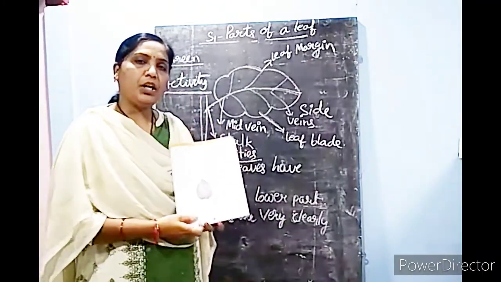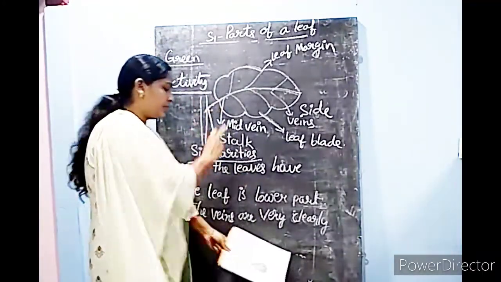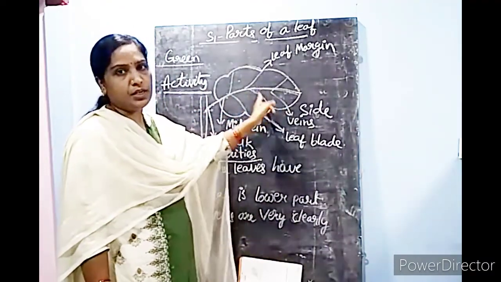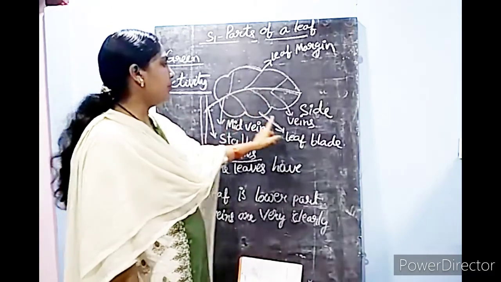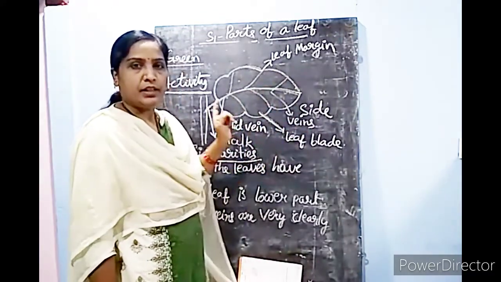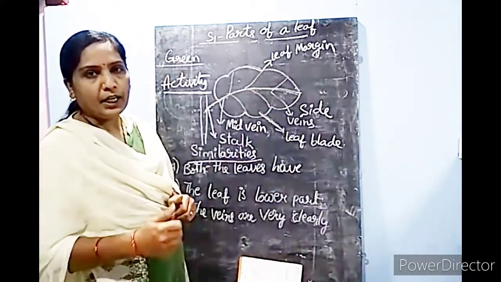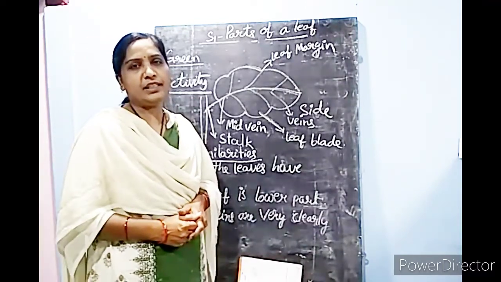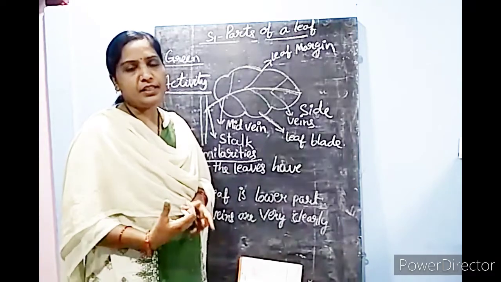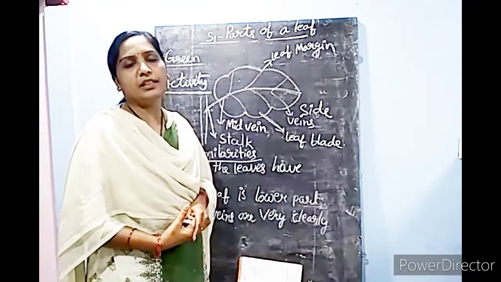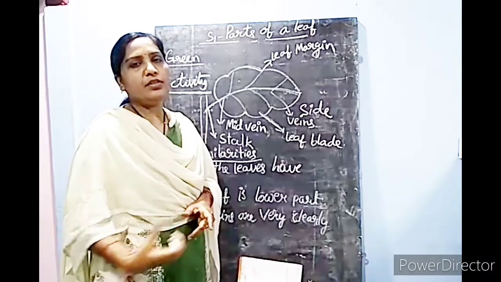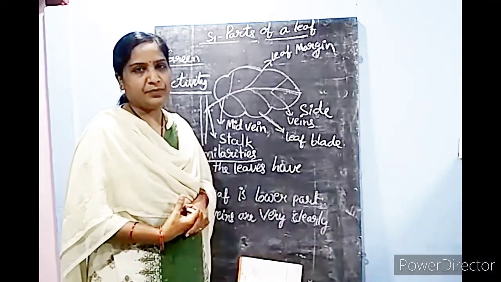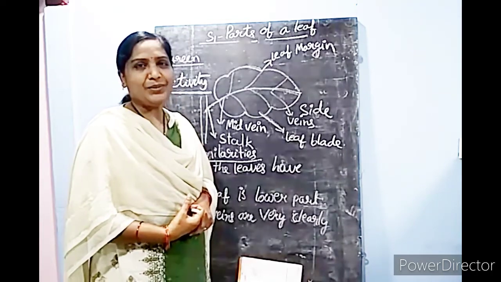Okay, children. Now draw the same. Draw a leafy structure, a leaf, even in your notebook and label all the given parts. Color the leaf and do it neatly. In tomorrow's class, we'll discuss whether there are any differences between different leaves. Will all the leaves have the same structure? That we are going to see. Thank you.